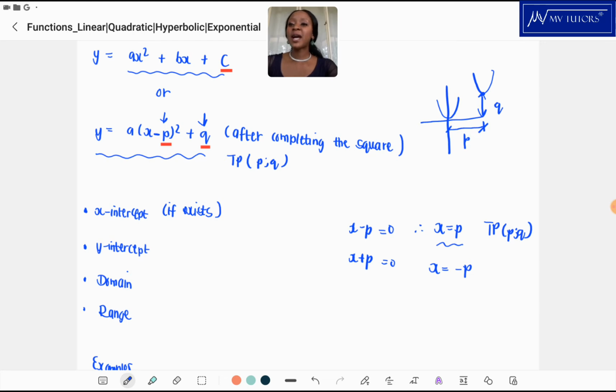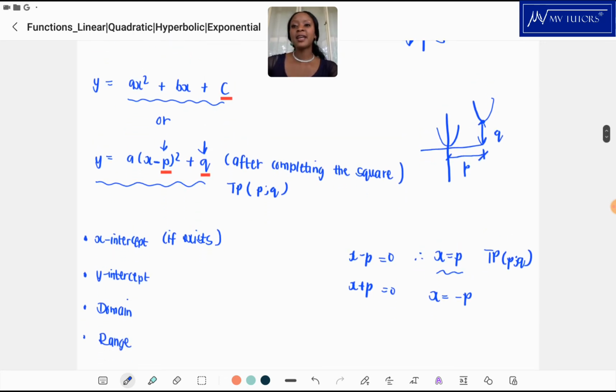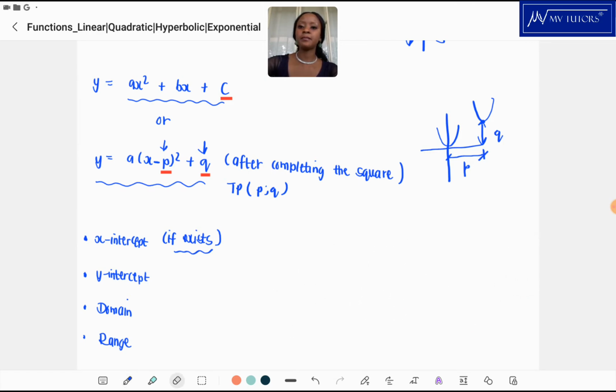Okay, so again, with this function, you can calculate the x-intercepts. I've shown you with the straight line graph how you do it. If you want to calculate the x-intercept, and I wrote here if it exists, you basically make your y 0. What do I mean by saying if it exists? Okay, let me just erase all of this here, and let me use a different colored pen.